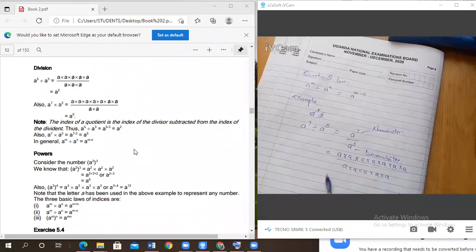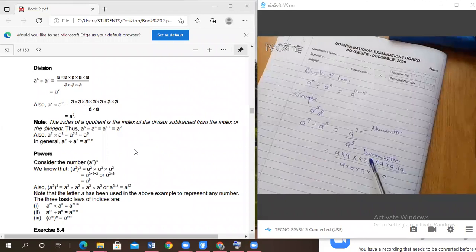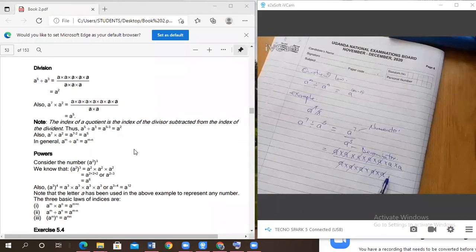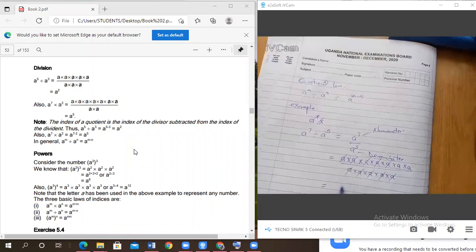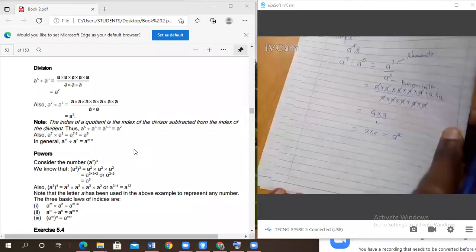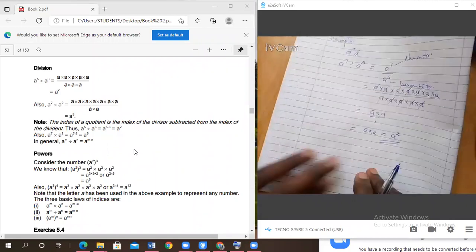Now you see that they are common terms. A is there. This a will cancel with that a. This a will cancel with that a. This a will cancel with that a. This one will cancel with that. Then this will cancel with that. So you find that we remain with only what? Here we remain with 1, right? So which means we shall have a times a divided by 1, which is still a times a, which equals a squared. That is using a long method.